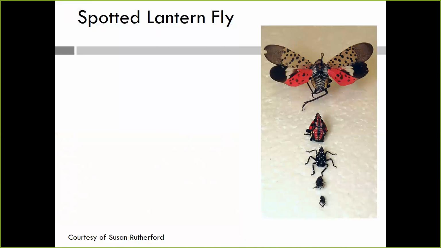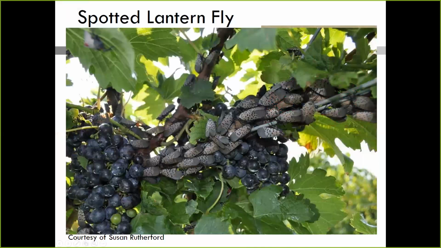Here we see all the life stages of the spotted lanternfly, and there you see all the different life stages all the way up to the adult. This is the scary thought for the grape growers. You can see that the grapes are all sticky.